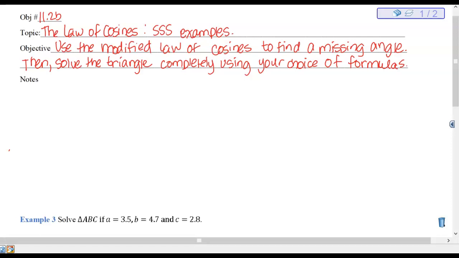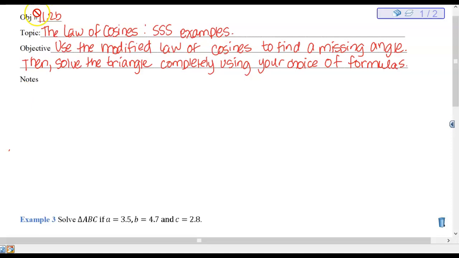So our objective today is to be really smart, use the modified law of cosines. Modified, I'll explain in a minute, to find a missing angle. Then you'll solve the triangle completely and you get to choose your choice of formula, whether you want to switch to the law of sines because now you'll have a pair of opposites like side A and angle A, etc. And then on the last step, if you want to switch to angle sum theorem, you can do that because when you're given side, side, side, all you're looking for is angle, angle, angle. You know what I mean?